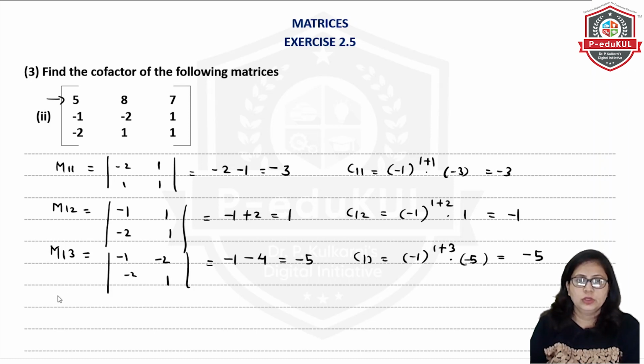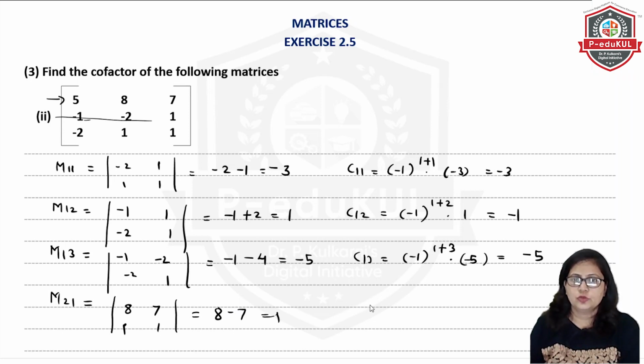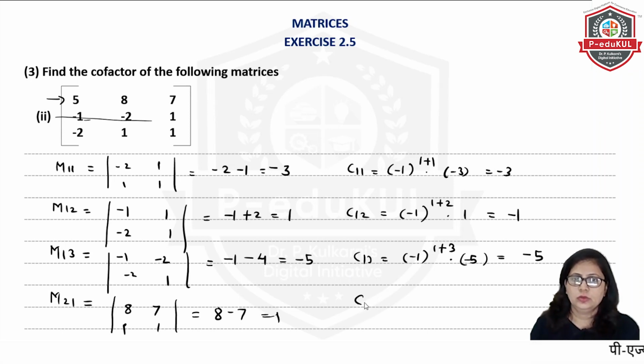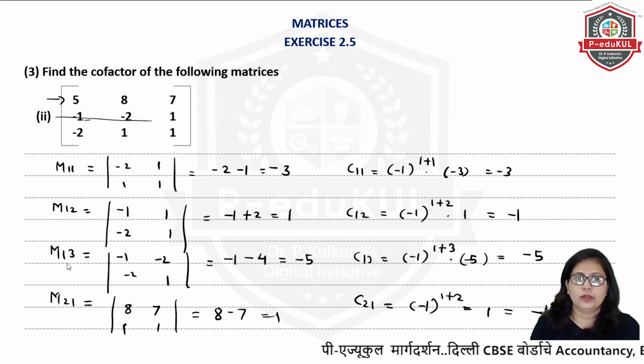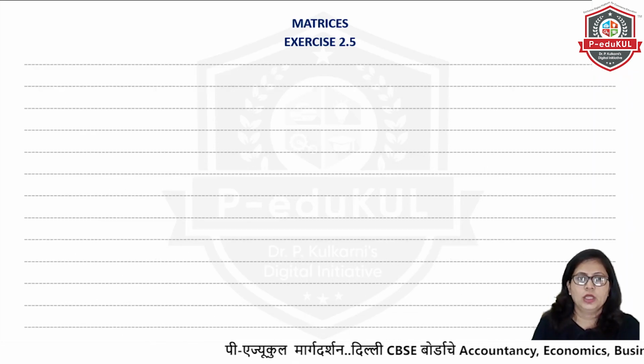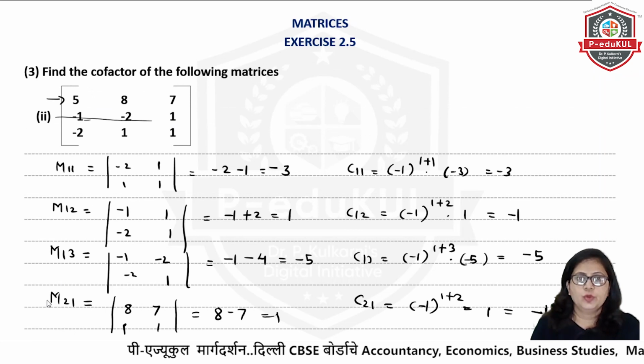Now the second row, that is M21. M21, I will be neglecting now this row, and then first column. So I will be getting the elements as 8, 7, 1 and 1. So my value will be 1, and then my C21 will be minus 1 raised to 1 plus 2 into this 1. So this will be minus 1. Okay. Now M21 is done.